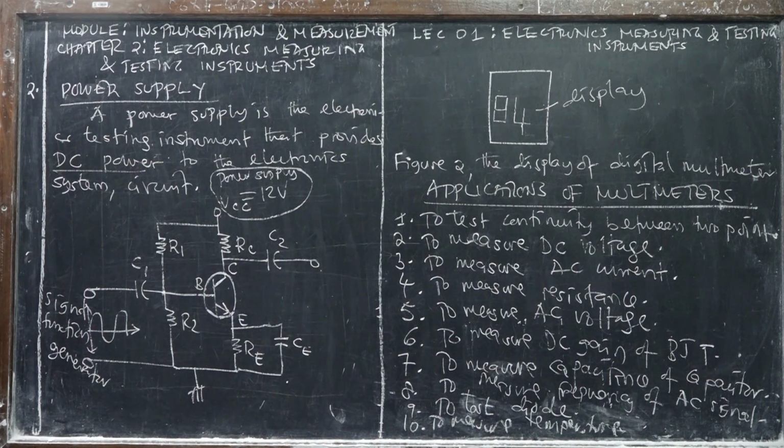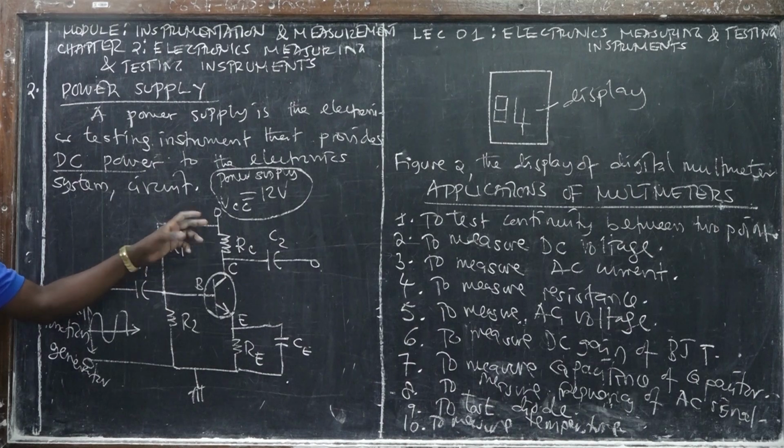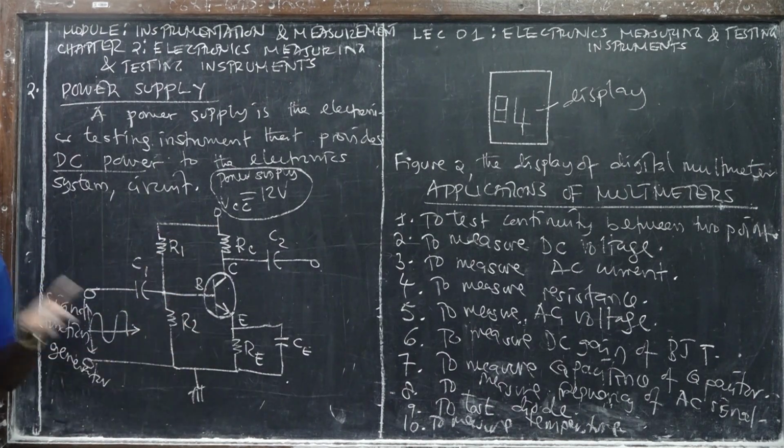Class, are we together? If you don't have a power supply, then the circuit will not get DC. If the circuit does not get DC, the transistor will not be biased. And if it is not biased, it means you don't have an amplifier. So these are testing instruments.